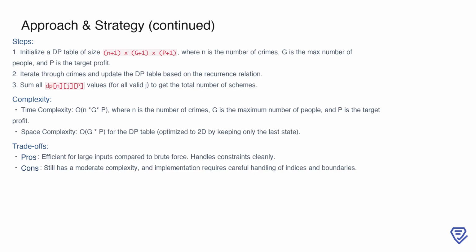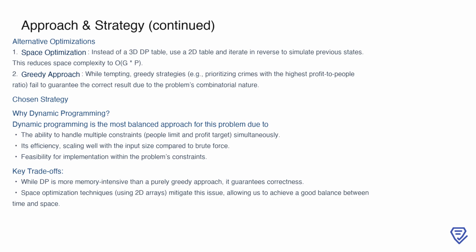The time complexity for this approach is O(n * g * p), as we process each crime for all possible people and profit states. The space complexity is O(g * p), since we can optimize the 3D table to 2D by keeping only the previous state. This trade-off makes the approach much more efficient than brute force while remaining manageable in terms of memory usage. There are additional optimizations we can consider to refine this approach further.